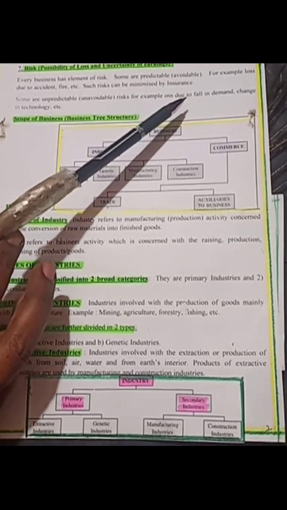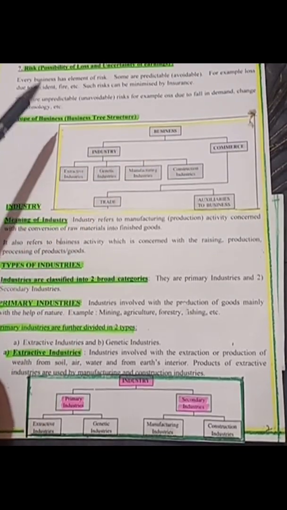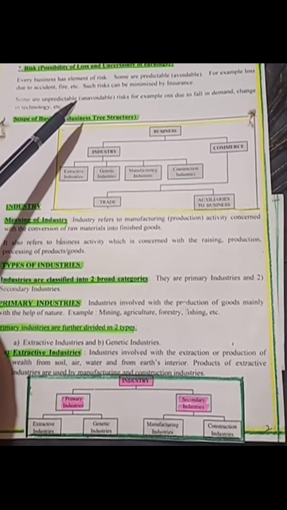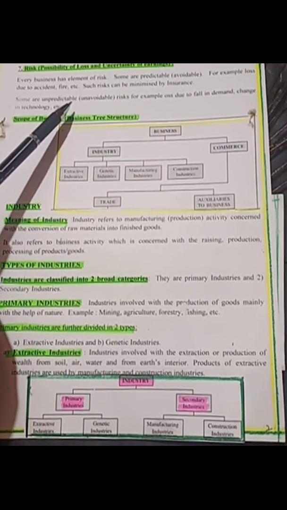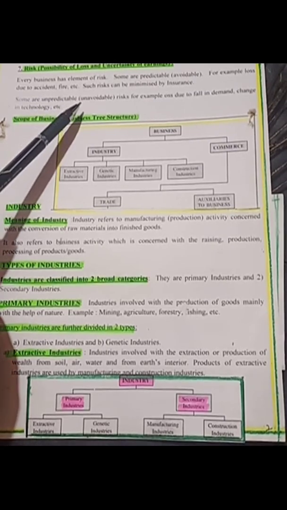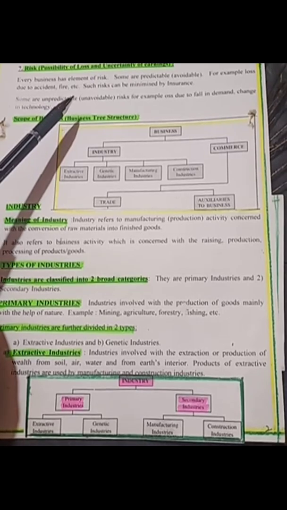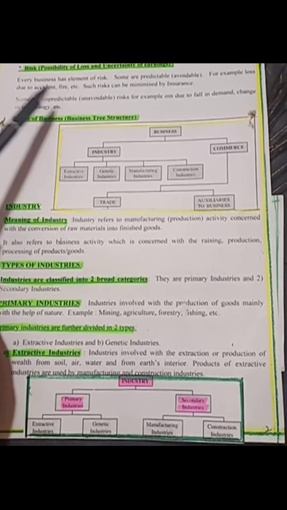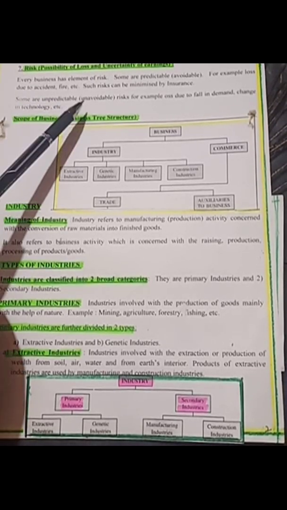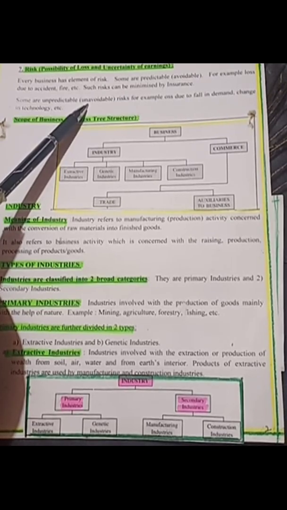Some are unpredictable, unavoidable risks. For example, loss due to fall in demand, change in technology, etc. So what is unavoidable is more important than avoidable. Unavoidable, like sudden change due to this kind of pandemic or crisis, plague or something like that. The environment is affected badly, society is affected, communities are affected, even businesses are affected badly.